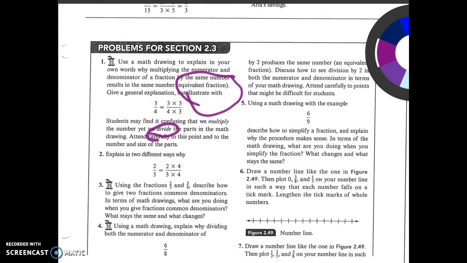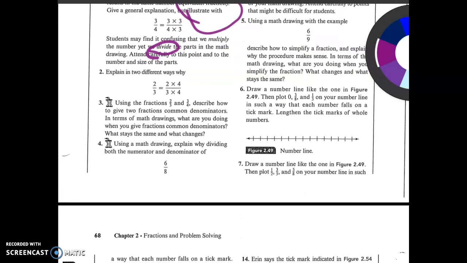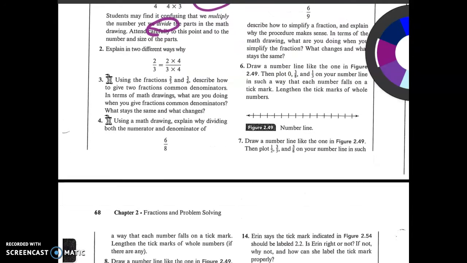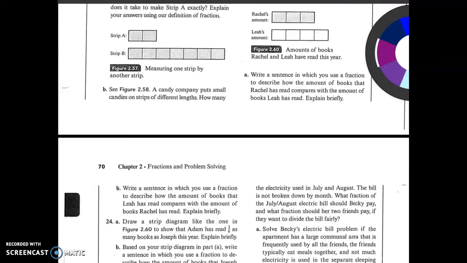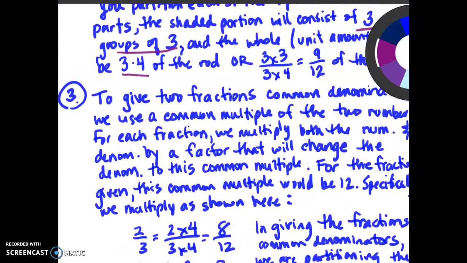All right, number 3. We have to use the fractions 2/3 and 3/4 to describe how to give 2 fractions common denominators. And then in terms of math drawings, what are you doing when you give fractions common denominators? We're really going to focus on what changes and what stays the same. So here's what I wrote here.